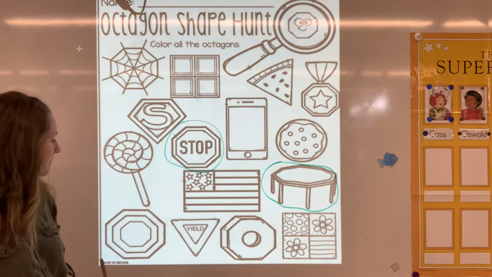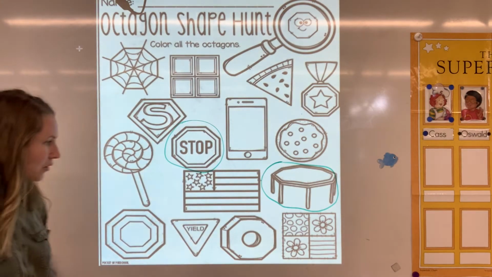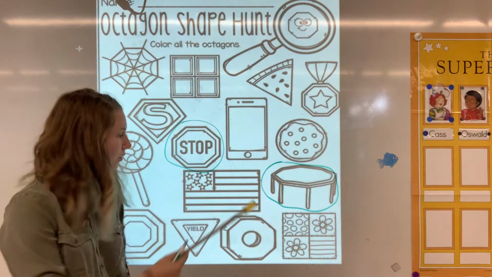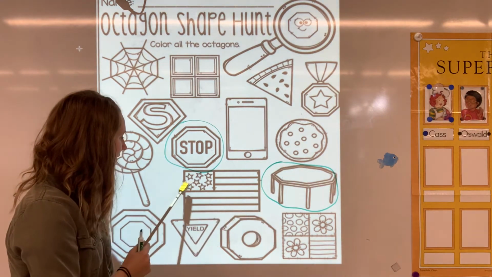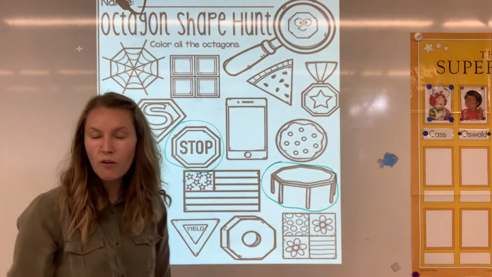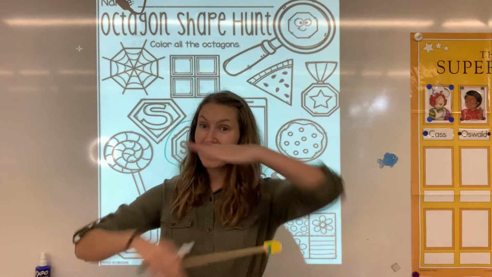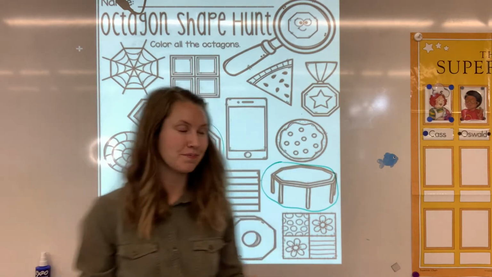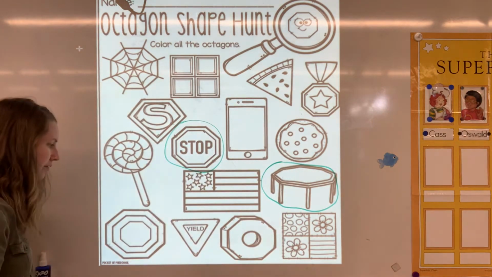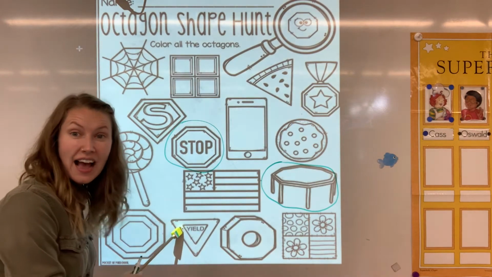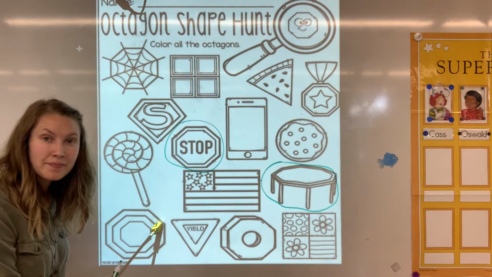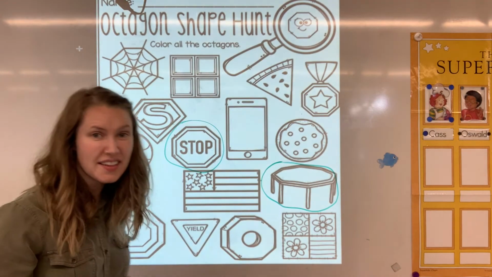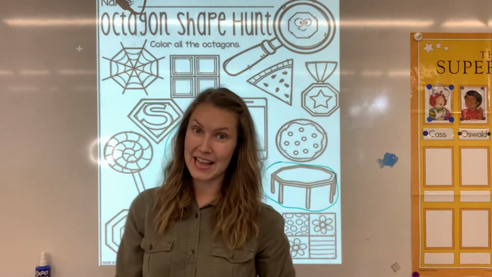Let's see. What about this flag? Does this have 8 sides? 1, 2, 3, 4. Oh, only 4. So it's a rectangle. It has 2 sides that are longer than the other 2. So we're not going to circle it. What about this yield sign that you might see on the road? Let's count. 1, 2, 3. Only 3 sides, so it's a triangle.